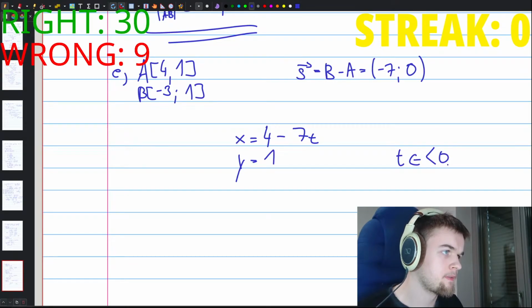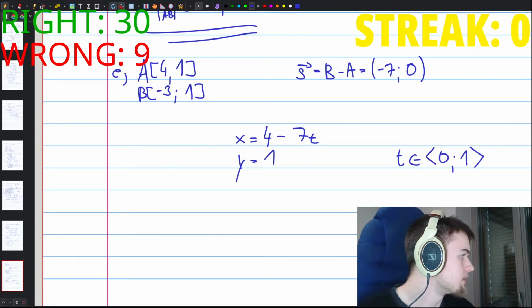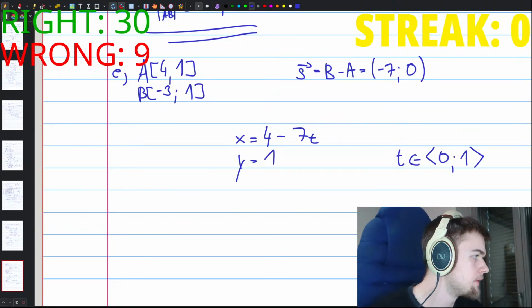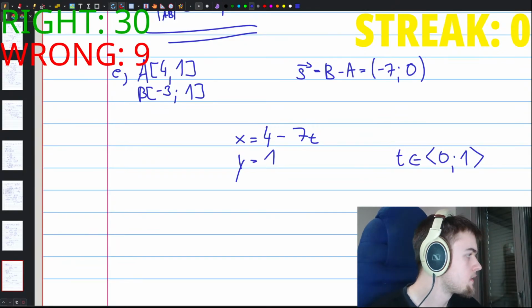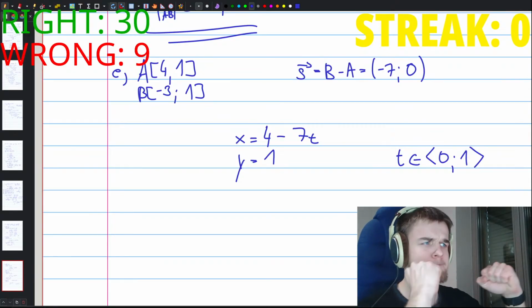t belongs to the realm from 0 to 1. Let's check with GeoGebra. So we have got minus 4, minus 7, 0, and then we have 1. That's correct. Minus 3 to 4. Yeah.